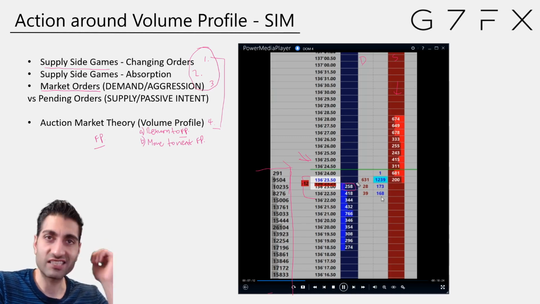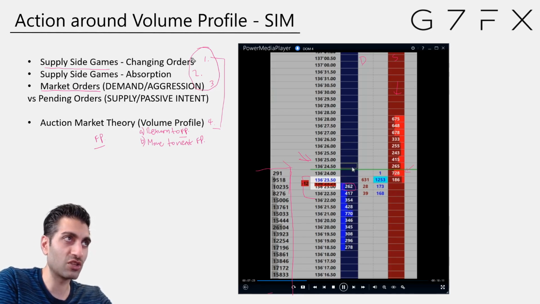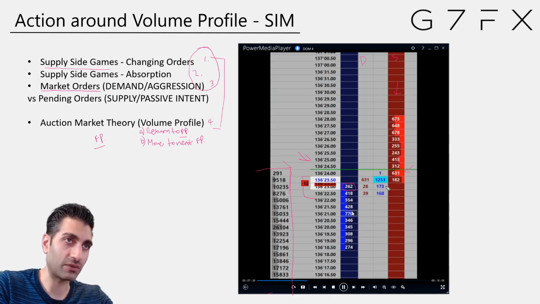Guys, we saw aggression, sellers hitting the bids at 23.5, and now we're seeing absorption here, and we're right at the edge of the market. Third thing is this guy's staying still, so the supply side game, no changing of orders. All three things are pointing to this market coming down. So I actually took some more contracts there. I got filled at 23.5. So I hit the market aggressively. I put a market order in at 23.5 and I got filled on that. So let's just see what happens now.